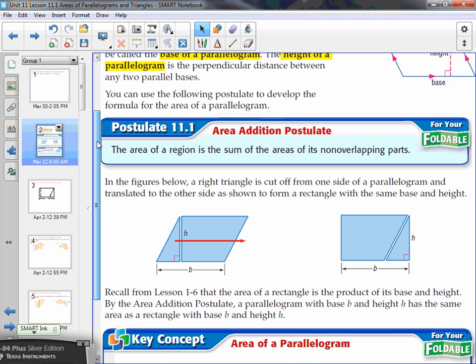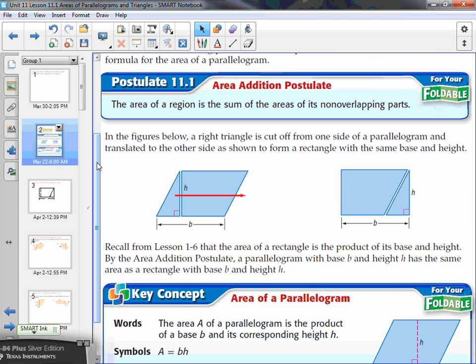Now, to get started on developing our formulas, we need to have this postulate. The area of a region is the sum of the areas of its non-overlapping parts. That's the reason back in the day you could count the little squares, because the little squares didn't overlap, did they? And so you just found each square unit had an area of one square unit. Okay? So you counted them, you added them together. So you were using that postulate even though you'd never heard of the word postulate at that point.